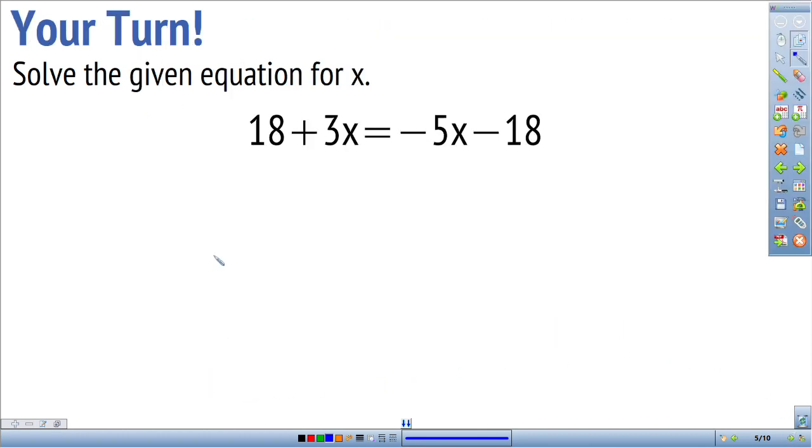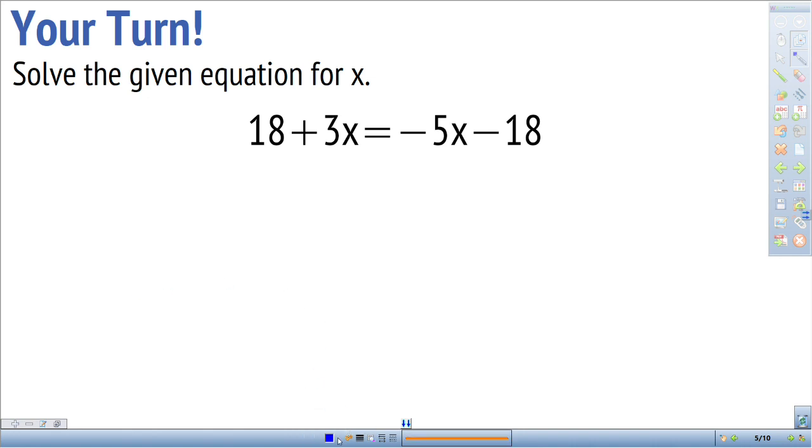All right, so now it's your turn. Here's an equation with a variable on both sides. So remember to eliminate the lowest term and then go and solve the equation. So why don't you press pause now, give this question a try, and press play when you're done to see a solution.